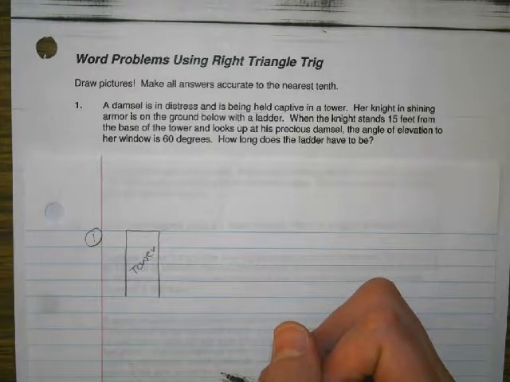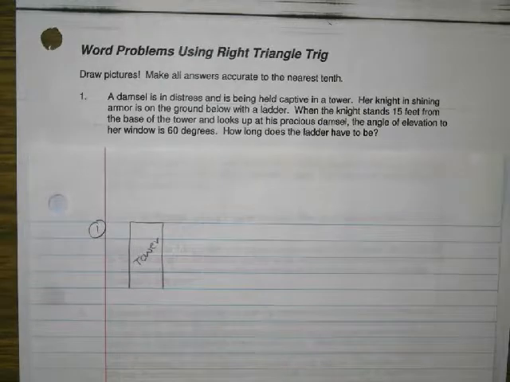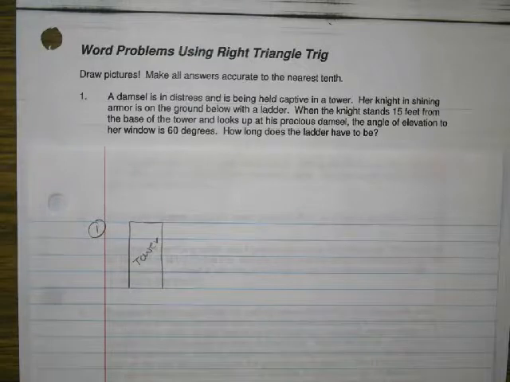Her knight in shining armor is on the ground with a ladder. All right? So go ahead and draw a ladder. Where does it go up to? The very top or like the middle? It doesn't sound like it matters. Yeah, so just draw a ladder. We can assume it goes to the top. I think that's an okay assumption.